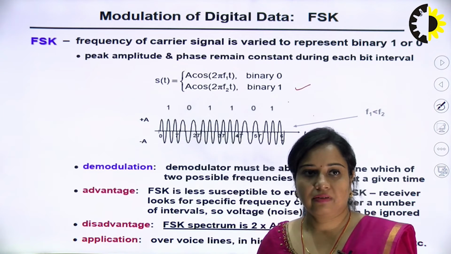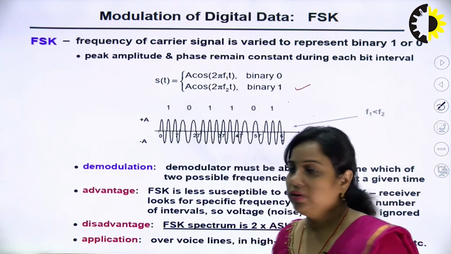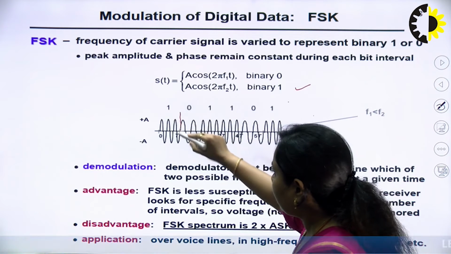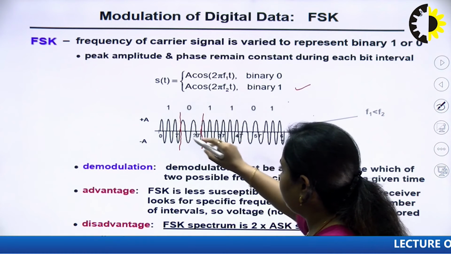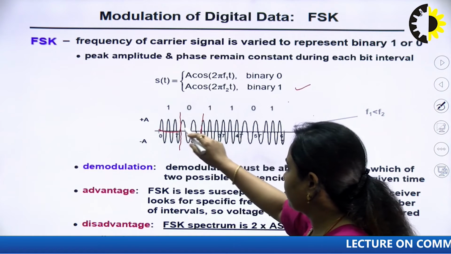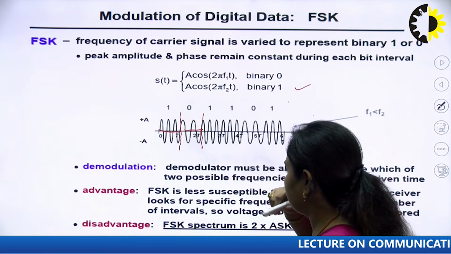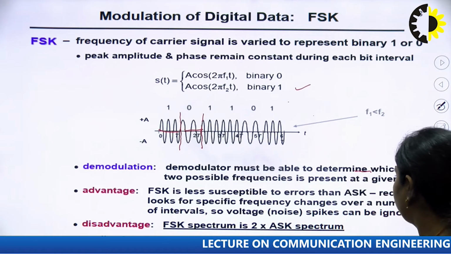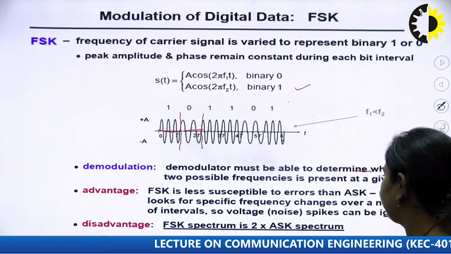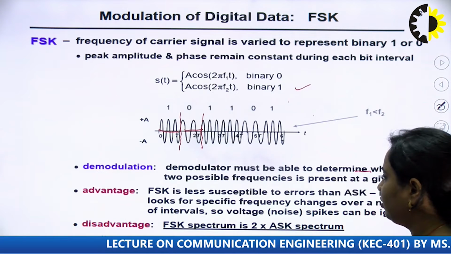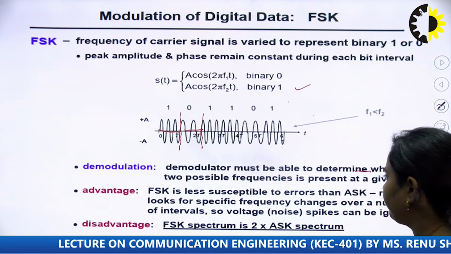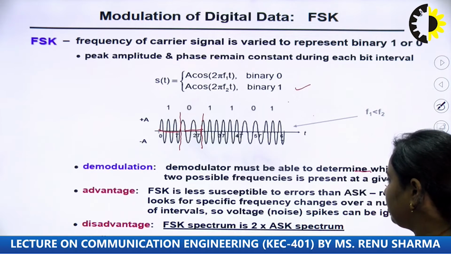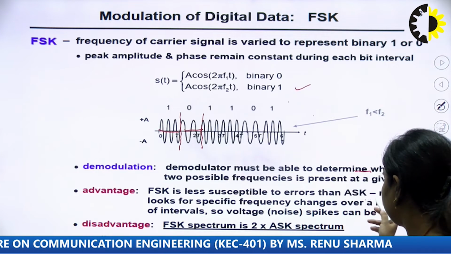One has a higher value, the other has a lower value. So, you can see that for transmission of bit 1 higher frequency is considered, for transmission of bit 0 lower frequency is considered. For demodulation, the demodulator must be able to determine which of two possible frequencies is present at a given time. Advantage is FSK is less susceptible to errors than ASK.